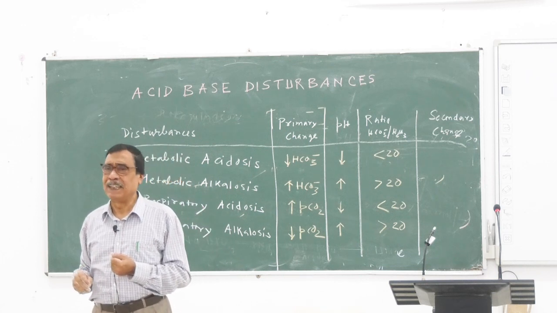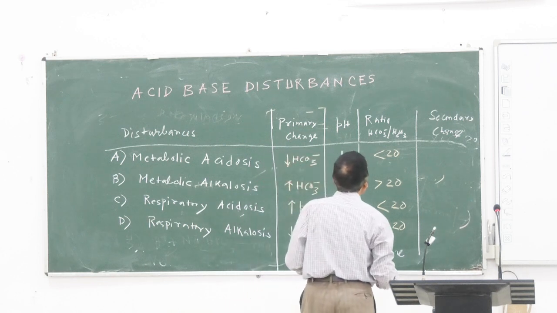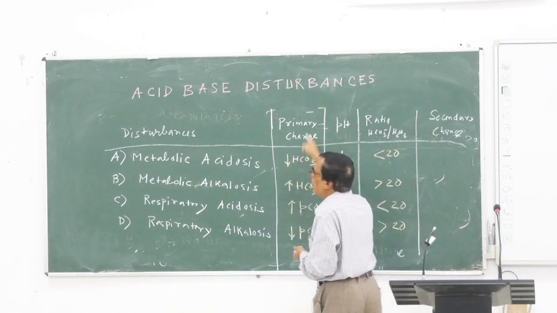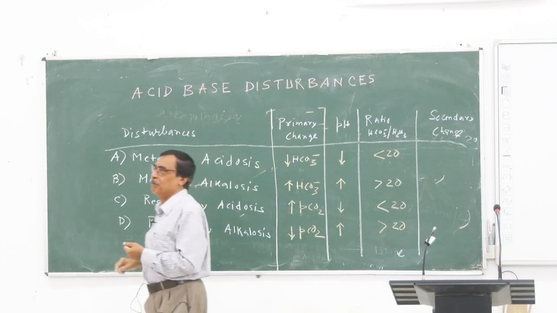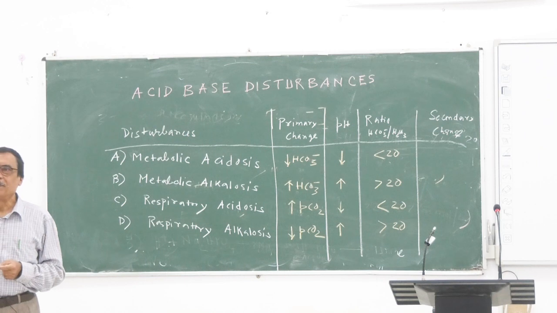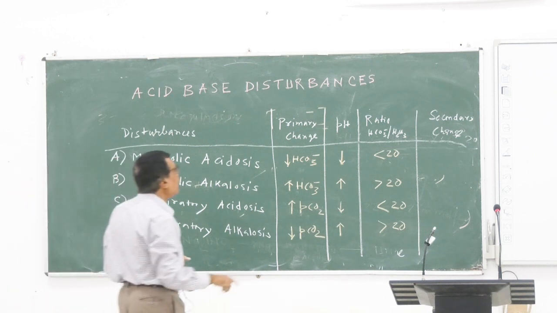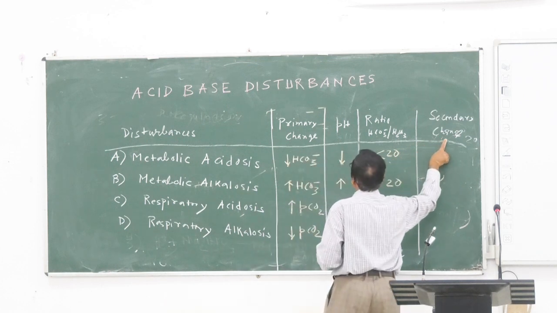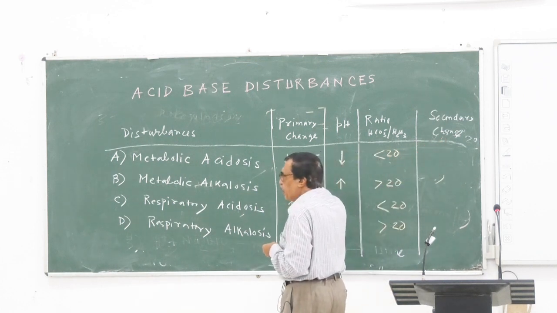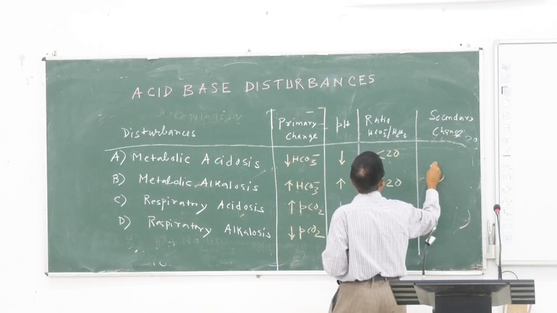এটাকে বলা হয় কম্পেনসেশন। তাহলে সেকেন্ডারি চেঞ্জ কি হবে, প্রাইমারি চেঞ্জ যেদিকে হবে ঠিক সেই দিকে সেকেন্ডারি চেঞ্জ হবে, তবেই তো রেশিওটা নর্মালাইজ হবে। Secondary change occurs in the same direction as of the primary change. যদি প্রাইমারি চেঞ্জ বাইকার্বনেট হয়, সেকেন্ডারি চেঞ্জ will be the change of the PCO2 to the lower side.